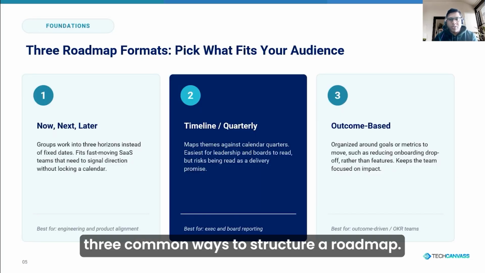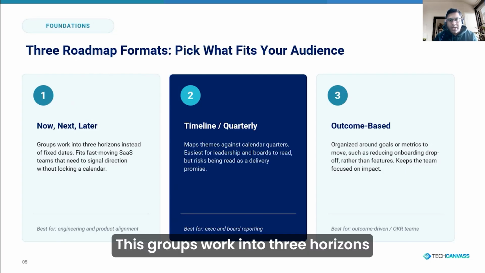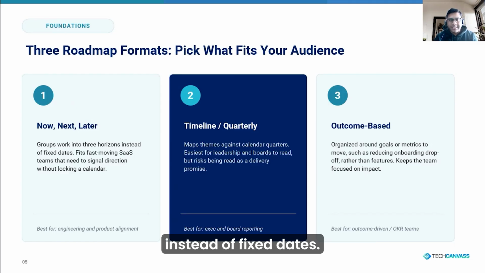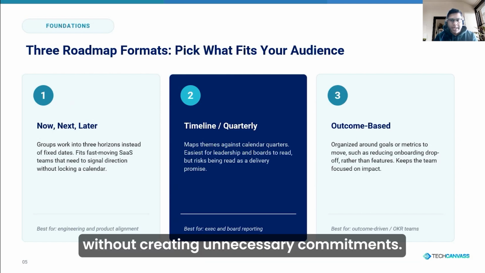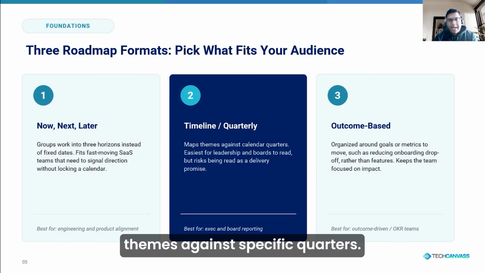There are three common ways to structure a roadmap. Let us look at each one. First, now, next, later. This groups work into three horizons instead of fixed dates. It works well for fast-moving SaaS teams because it communicates direction without creating unnecessary commitments. Second, timeline or quarterly roadmaps. These map themes against specific quarters.